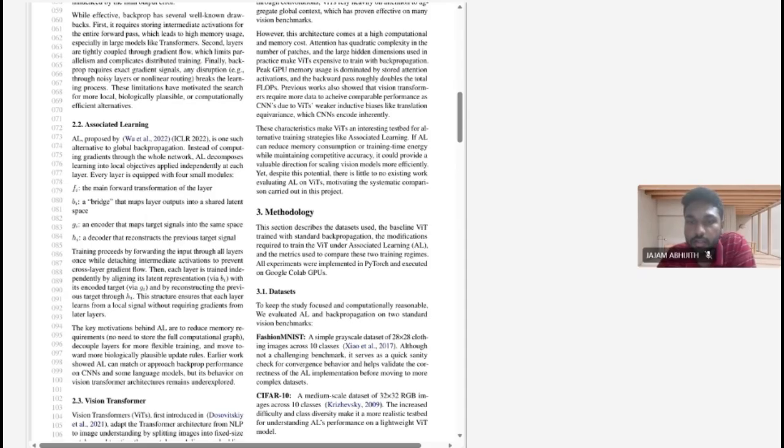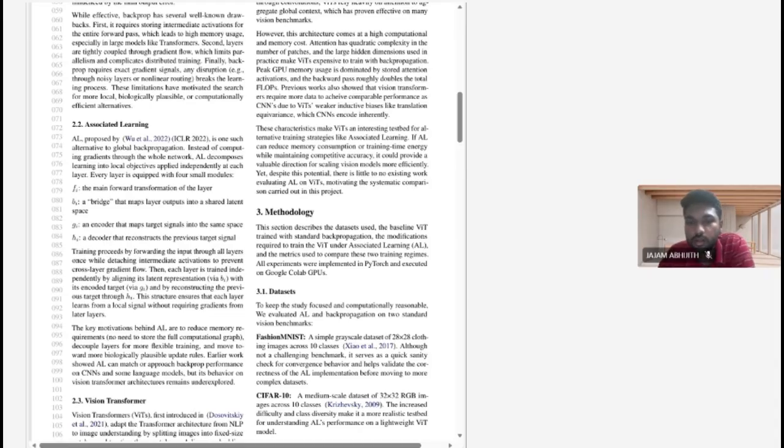And the second data set is CIFAR-10. This one's more challenging. It has 32 by 32 RGB images across 10 classes. The images are more complex and diverse. It's generally considered a more realistic test bed for vision models. For both datasets, we only use standard normalization and basic augmentation, like random crops and horizontal flips.